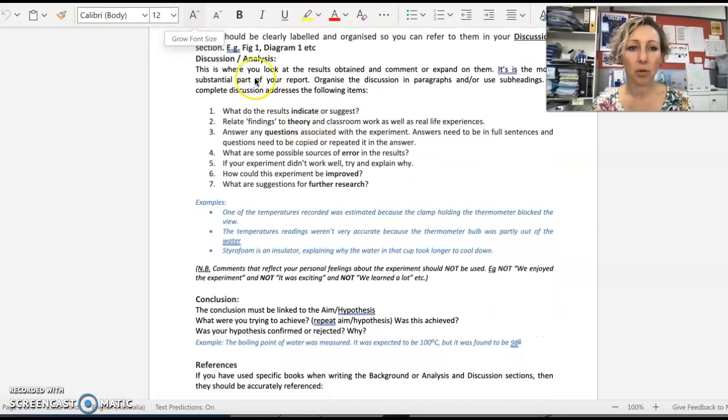Once you've described all of that graph, you need to go on and explain why you found this. So you need to actually do a little bit of research. Why might something have affected the boiling point? Why is it that salt water doesn't boil at the same point as tap water, for example? So you need to really research that.